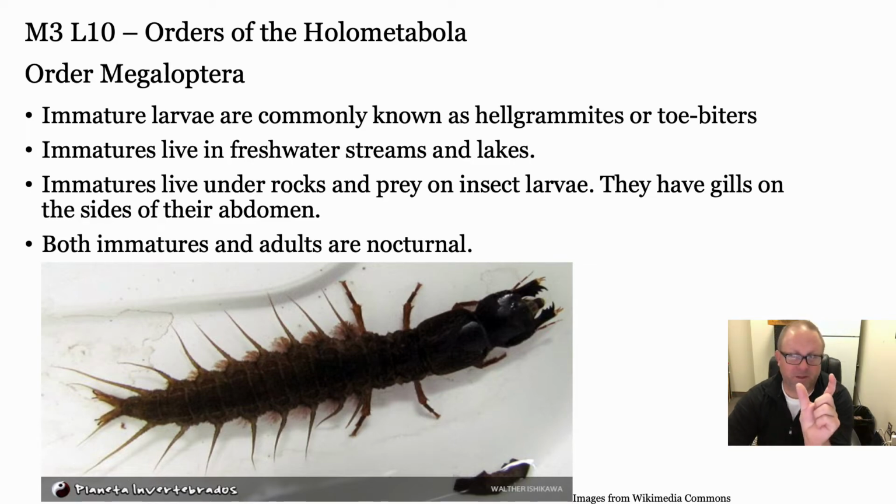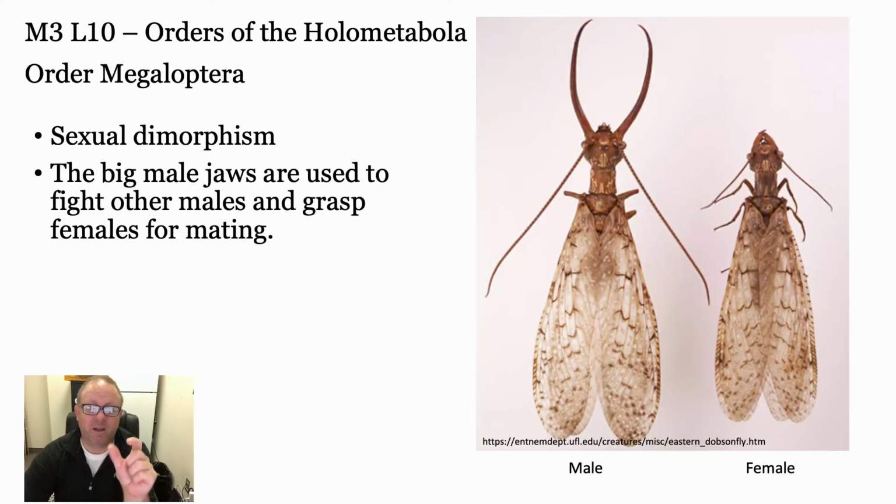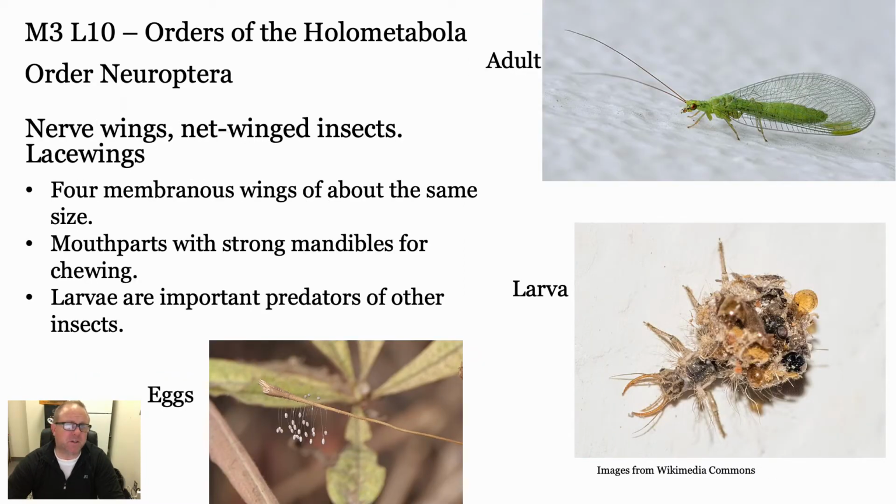Pretty gnarly looking. And they can be pretty big. I mean, helgramite can be that big. Dobson flies can as well. I had a female Dobson fly at my house just two nights ago. About that big flying around. Pretty cool. If it had been a male, I would have collected it. They have these big, impressive jaws. It's really, really cool. So there's a lot of what we call sexual dimorphism between the males and females of these things.